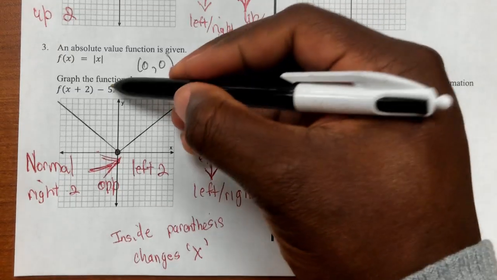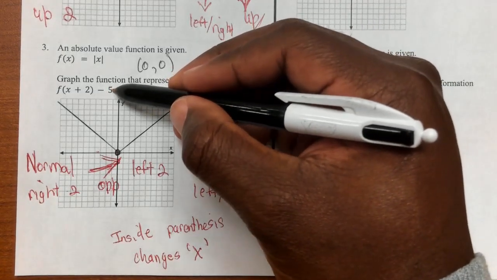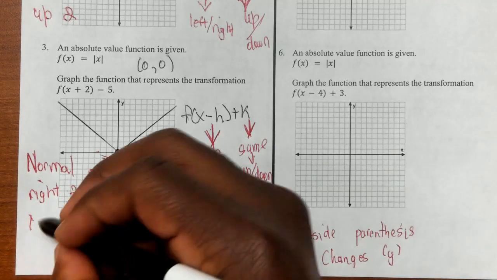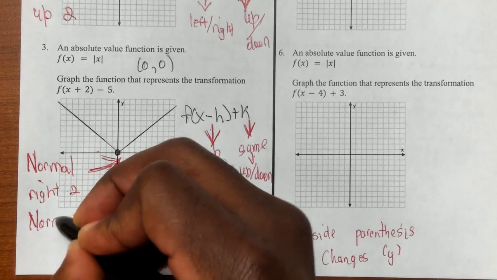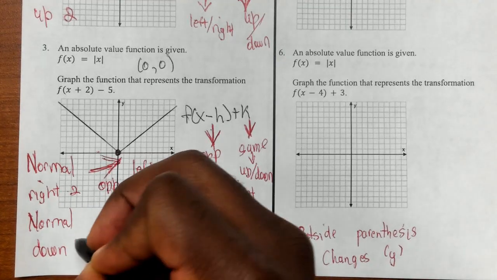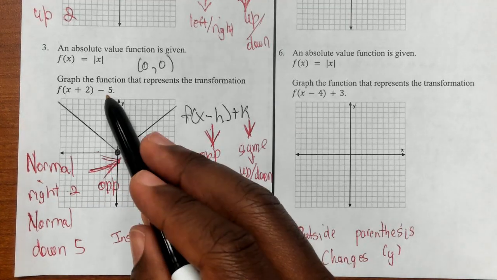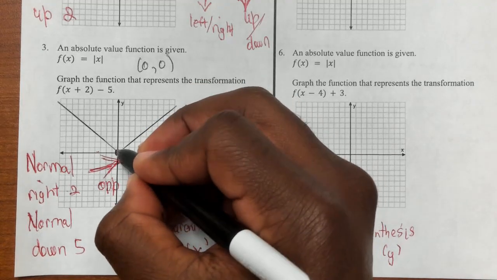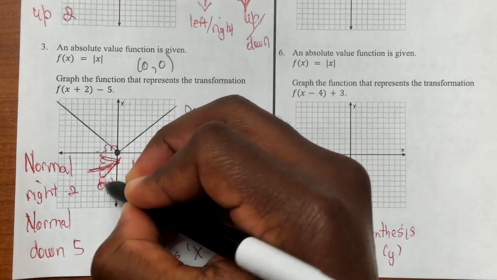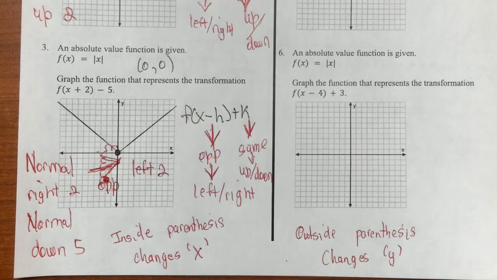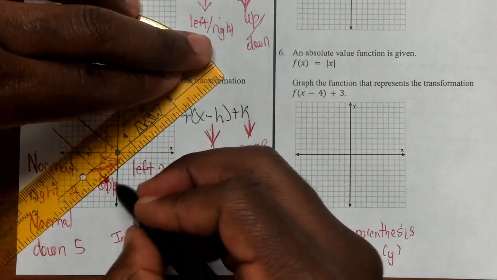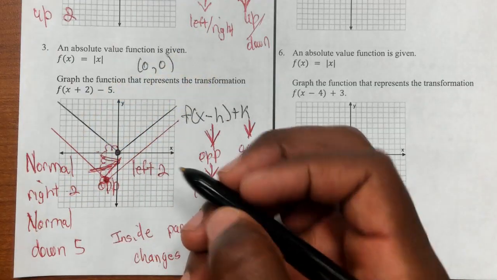Okay, and then is there a number on the outside? Yes, there is a number on the outside. So normally, the number on the outside tells you up or down, and normally with a negative 5, that means you're going to go down 5. Okay, and do we do the opposite of this number on the outside? No. So I'll go to the left 1, 2, and then down 1, 2, 3, 4, 5. So this is where my new coordinate would be, and then I just draw my absolute value function from there. Okay, so just like that.